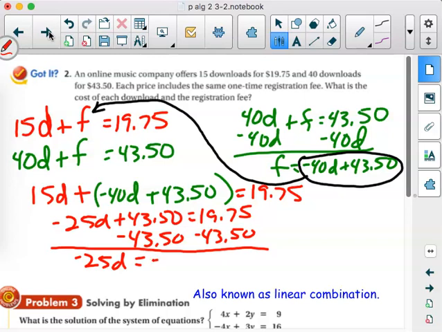Negative $23.75, which can make you a little nervous because it's a word problem and you're like, negative money doesn't make sense. But in the next step, what do we have to do? Yeah, so the negatives are going to be gone anyway. So there's my negative 23.75 divided by negative 25. 95 cents.